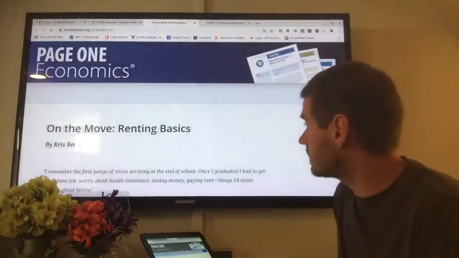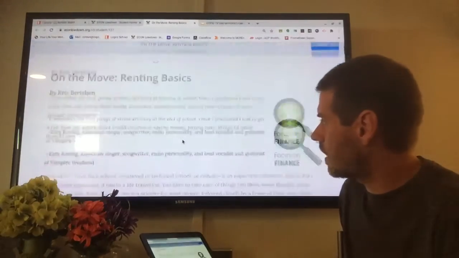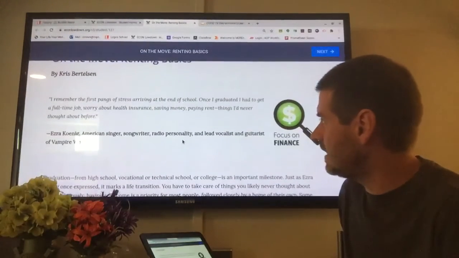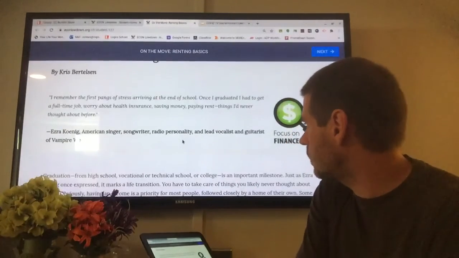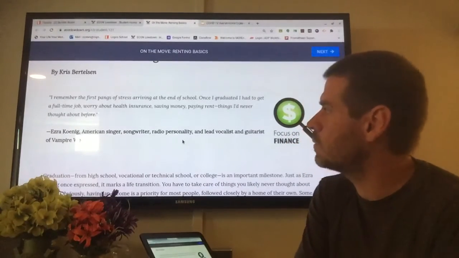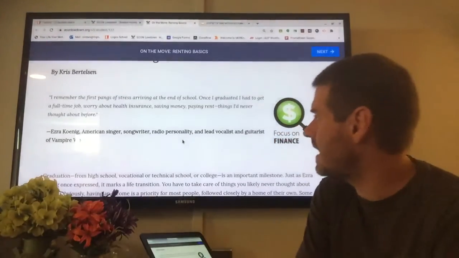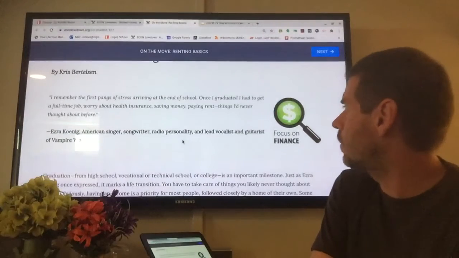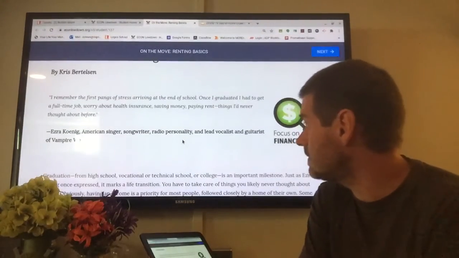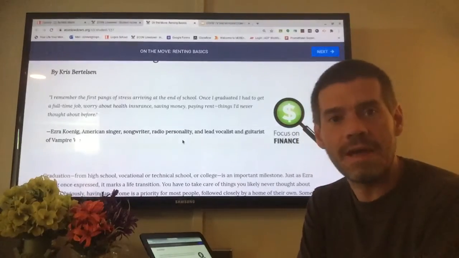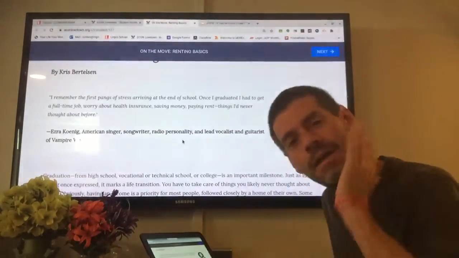What's going on with this article? On the Move, Renting Basics. These articles always start off with a quote. This is from a singer, songwriter, radio personality, and lead vocalist and guitarist of the band Vampire Weekend, Ezra Koenig. What does Ezra say? I remember the first pangs of stress arriving at the end of school. Once I graduated, I had to get a full-time job, worry about health insurance, saving money, paying rent, things I'd never thought about before. Yeah, it's scary, but it's also, like I said, don't be scared.